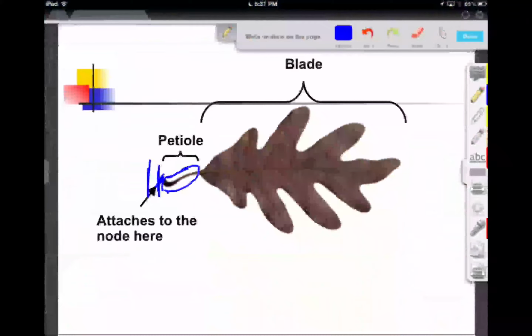In celery, it just has a reduced blade. There's just not as much foliage there. It's called a node, by the way, where it attaches. So I'll draw it a little bit primitively, but you have to forgive me, I'm writing on an iPad. That's a node right there. And if you had another leaf going on, that's a node. And the distance between the nodes is called the internode.